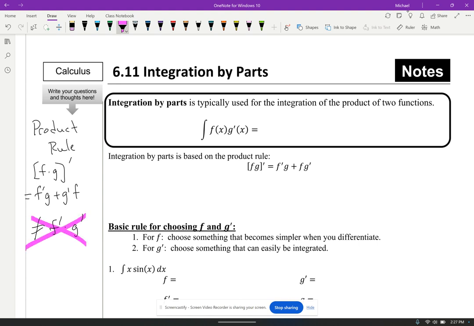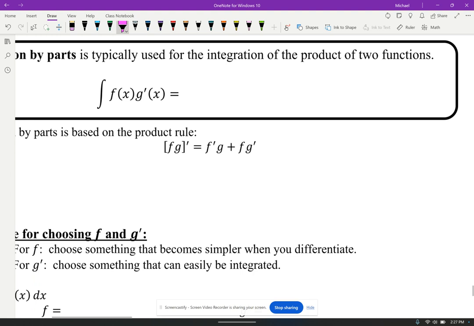Well, the same thing with integration. When I'm multiplying two functions, I cannot just take the antiderivative of the first times the antiderivative of the second. That's not possible. So what we're going to use is something called integration by parts, which is a direct result of the product rule. So just as a quick recap here.